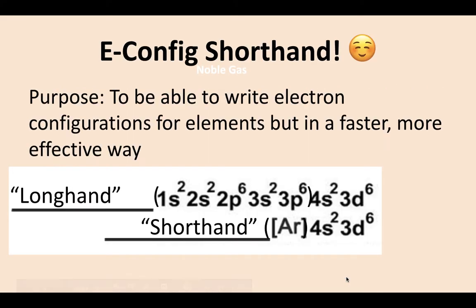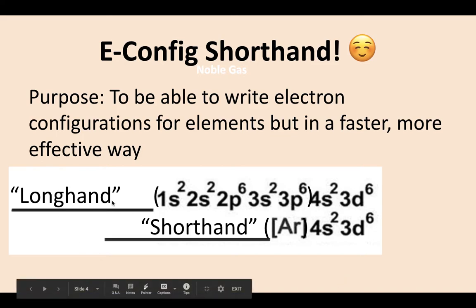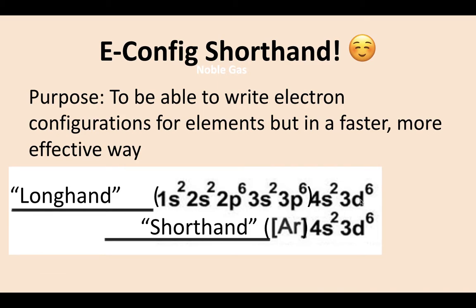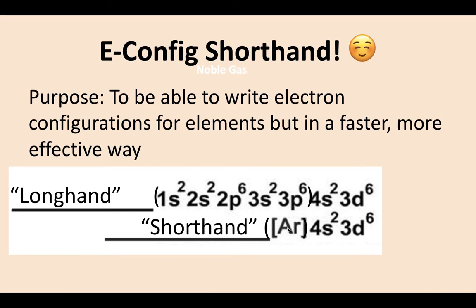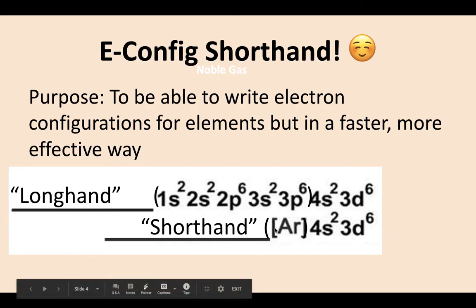Okay, so shorthand. What is the purpose of this? To be able to write electron configurations for elements, but in a much faster way. So before, when we did the longhand, we had to write out 1s2, 2s2, 2p6, 3s2, 3p6, 4s2, 3d6. Now we're going to do the shorthand. So argon, or a noble gas, is going to go in brackets, and then you continue on from there. So everything that was in parentheses here now goes in brackets, and then the ending remains the same. And I'm going to show you how to do this. Some of you may have noticed some of these practice problems in an earlier unit as well, where you had the brackets. So it is like that.